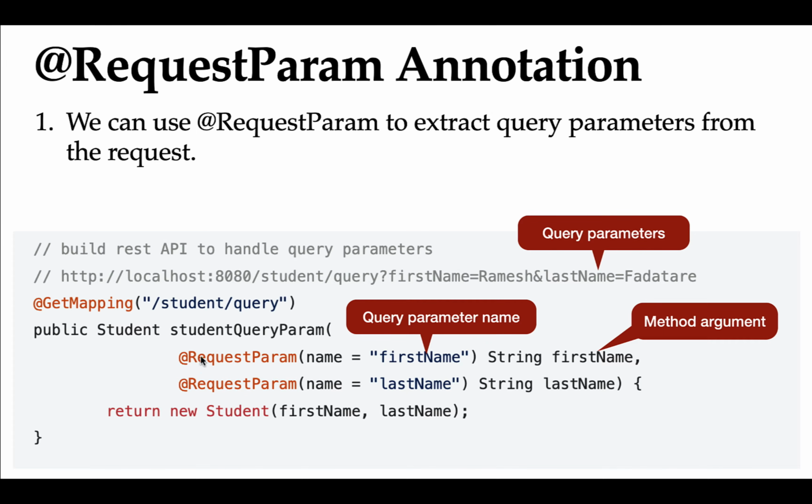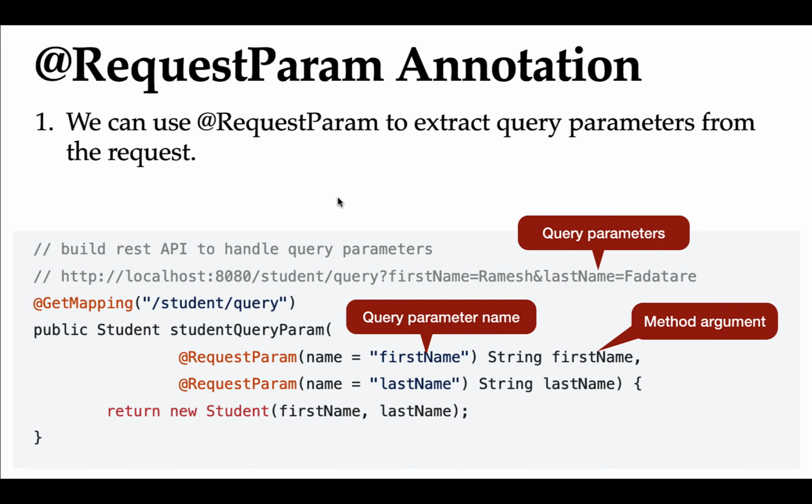Next, look at the code snippet here. This is the REST API that handles this kind of request URL, and the URL contains the query parameters like first name Ramesh, last name Fatari. This REST API extracts the query parameter values using the @RequestParam annotation. For example, here we use @RequestParam and pass the query parameter name, that is firstName, and this annotation will bind the value of this query parameter to the firstName method argument. Here also we are using @RequestParam to bind the query parameter value to the lastName method argument.